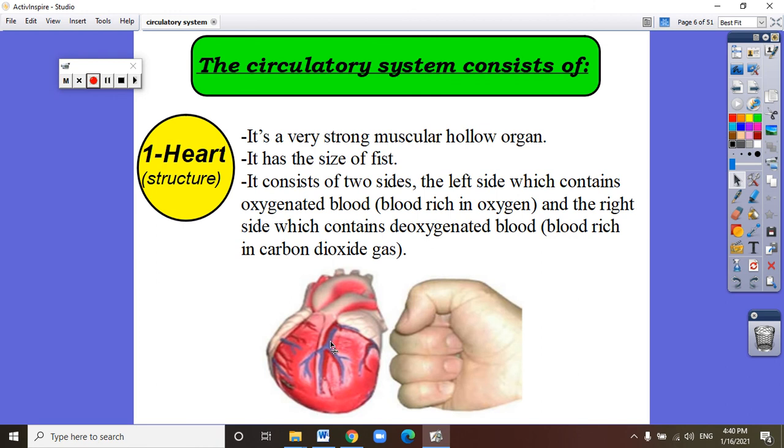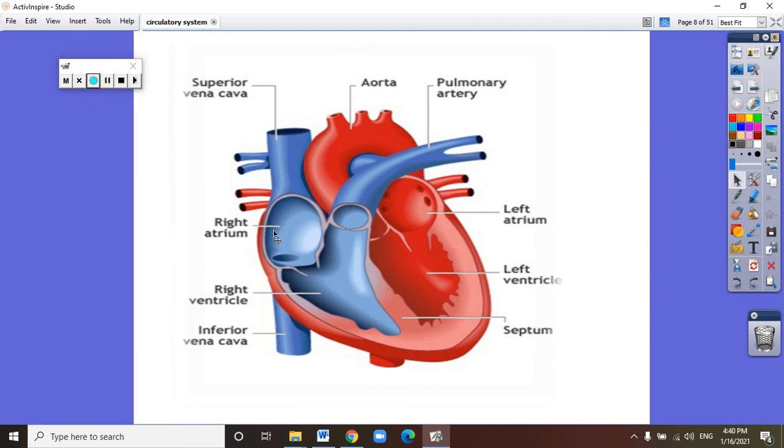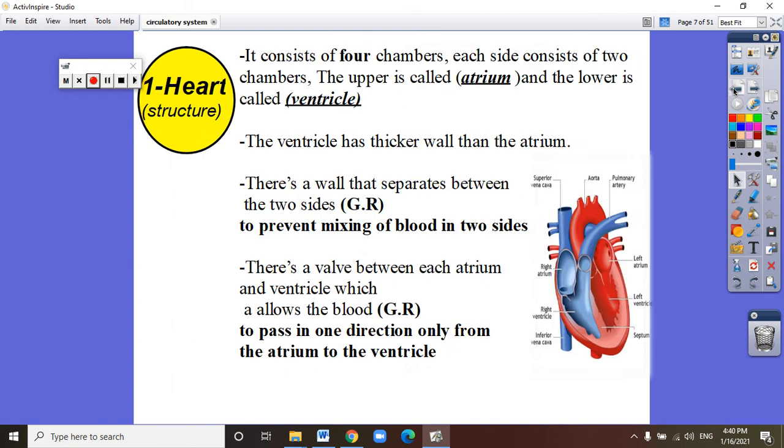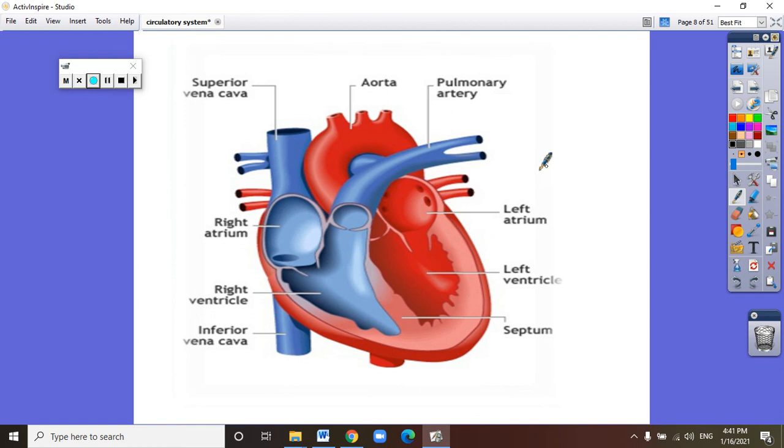As you can see in this picture, the heart is a very strong, muscular, hollow organ. The heart is empty from inside. As you can see, there is a hole inside the heart, so it's a muscular, hollow organ. It is the size of your fist. Okay, so make your fist, and your fist will be equal to the size of your heart.